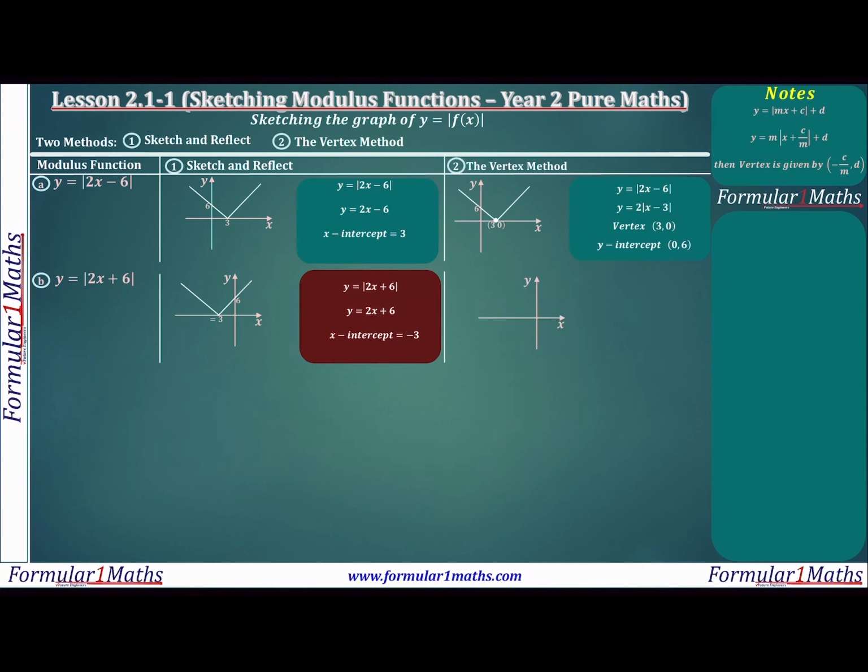For the vertex method, for the same modulus function over here, first I've got this. I'll factorize the 2 out to get the following. And I've got the coefficient of x here to be 1. So now I can negate 3. And the value for d here is 0. And so my vertex will be (-3, 0). So if I indicate that on the graph, and draw a V shape with that as vertex, I'm going to get that. And this V shape is this way because the coefficient of the modulus function is positive.